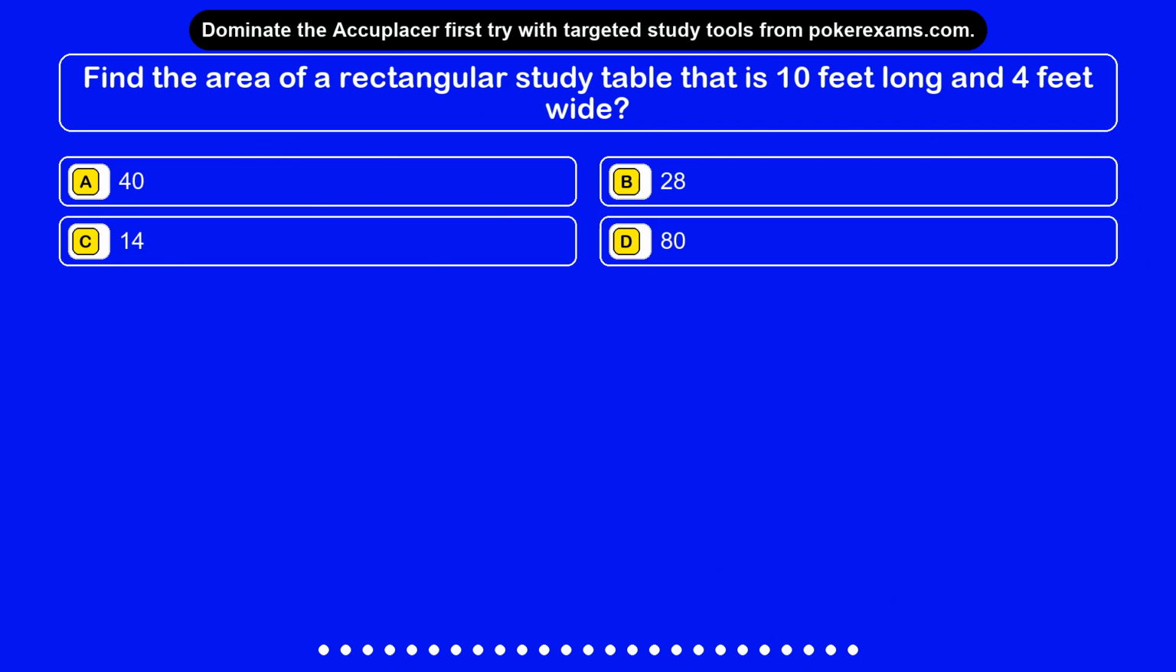Question 12. Find the area of a rectangular study table that is 10 feet long and 4 feet wide. Option A, 40. Option B, 28. Option C, 14. Option D, 80.